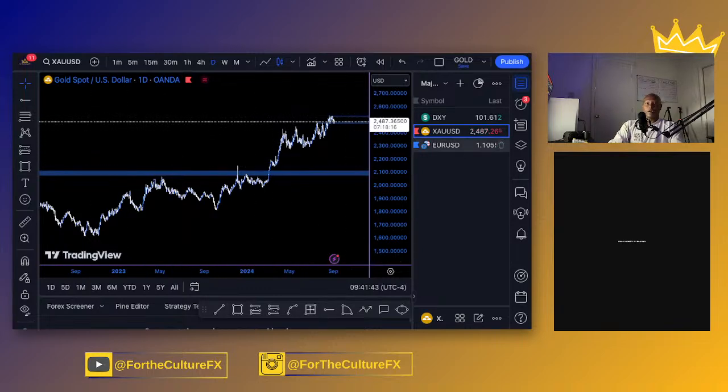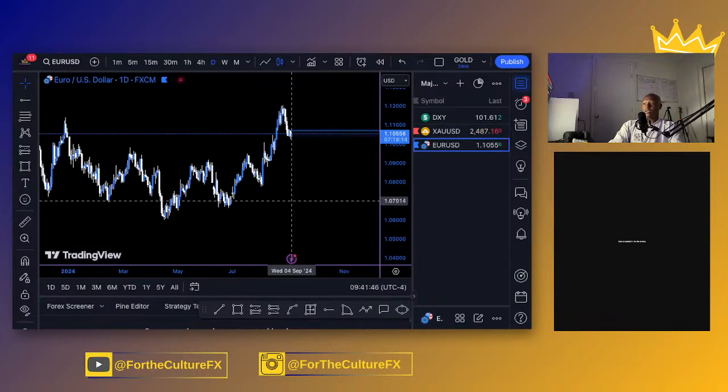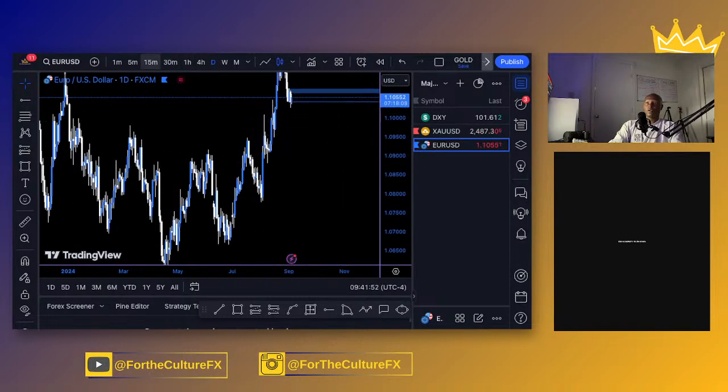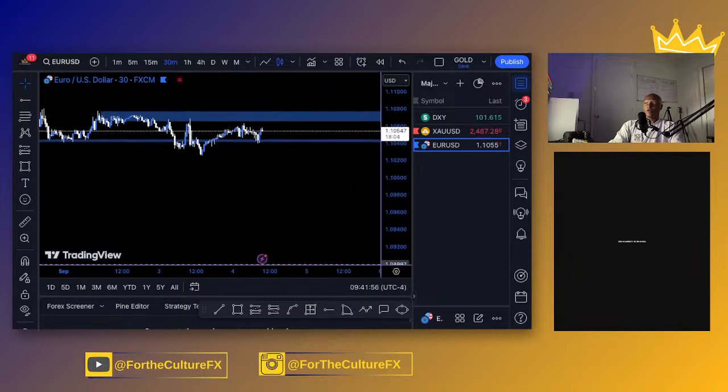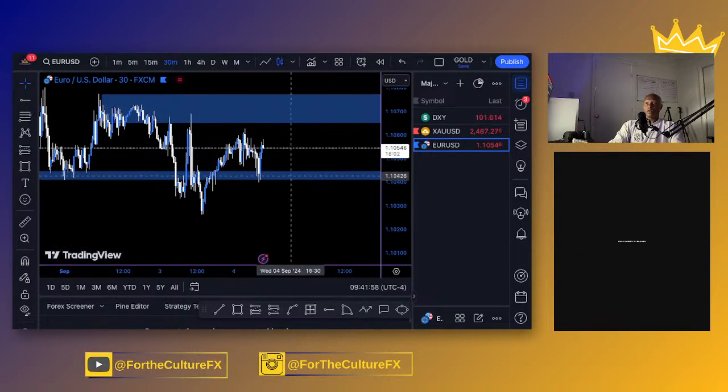Now, let's keep an eye on EURUSD, because what time is it? 9:41. I'm looking at the 30-minute time frame over here. We're starting to see some 30-minute rejection off of this area that we talked about.